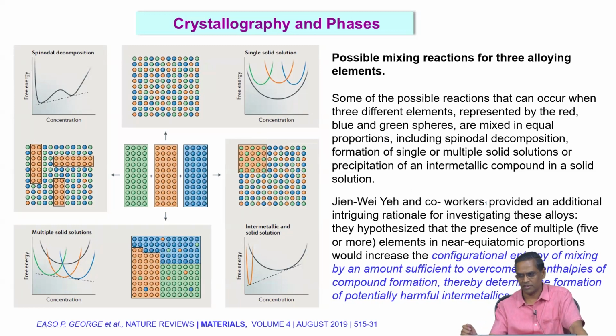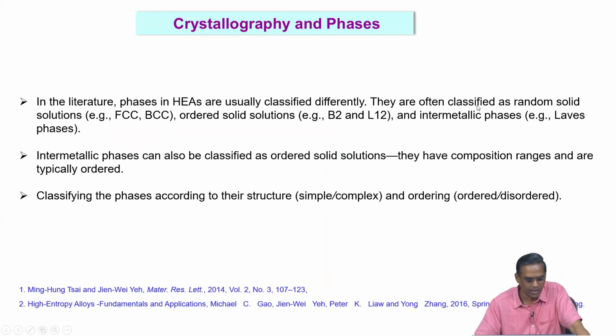So if you look at the literature, how the phases are defined for these high entropy alloys, they are often classified as random solid solutions like FCC, BCC, ordered solid solutions, for example B2, L12, and intermetallic phases, for example Laves phases. And there again you have further classification of these intermetallic phases like ordered solid solutions. They have composition ranges which are typically ordered. So we can look at the classification of the phases in high entropy alloys according to their structure. Either it could be simple or complex, or ordered or disordered. So under these terminologies, we can classify these phases of high entropy alloys. That is one preliminary idea.